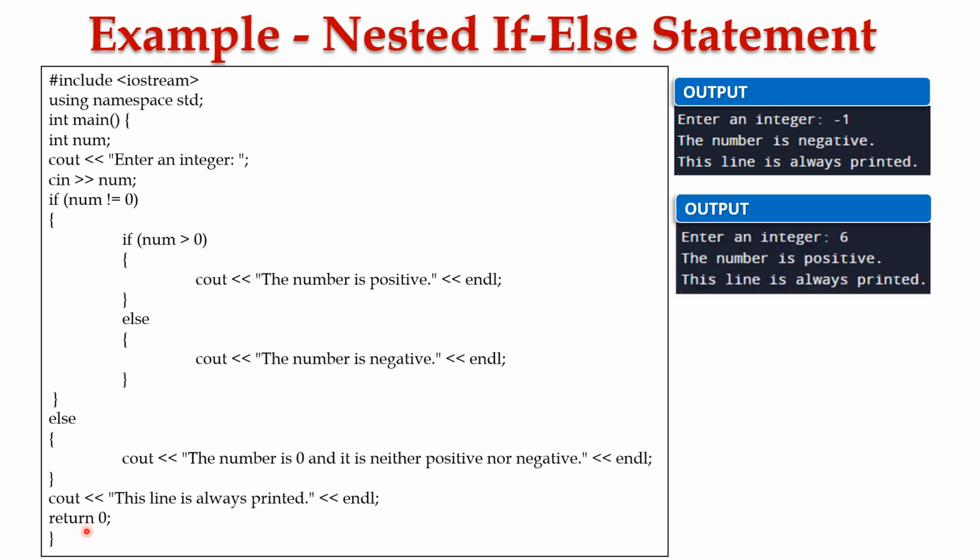Let's have another example here. Using the "Enter an integer" statement given through cout, the user has given the value 6 for the variable num, and it is obtained through the cin statement. Now we have to verify that this number is not equal to 0. Yes, the number is not equal to 0. So we have to check if the number is greater than 0. Yes, the number is greater than 0, so we print "The number is positive". We can see that "The number is positive" is printed here.